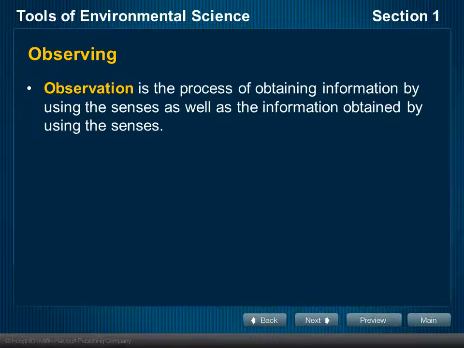The first is observing. In observing or making observations, we obtain information by using the senses. We also use the word observation to refer to the information that is obtained by using the senses. So you can think of it as a verb, or you can think of it as a noun.